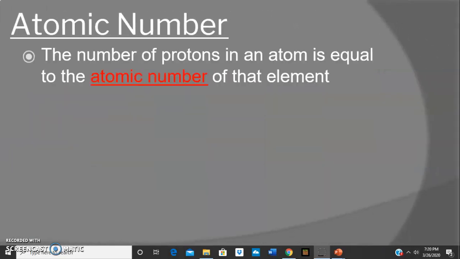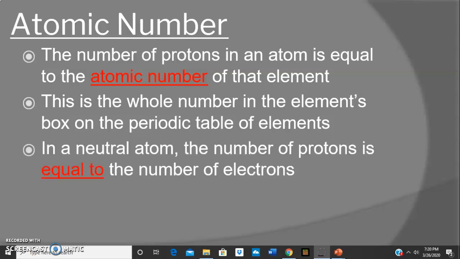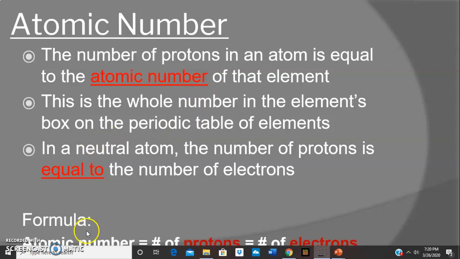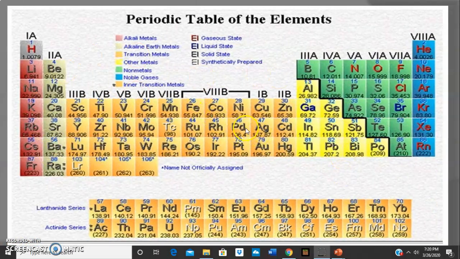All right, our atomic number, that's the number of protons in an atom. Our atomic number is equal to the number of protons for that specific element. This is the whole number in the element's box on the periodic table of elements. In a neutral atom, the number of protons is equal to the number of electrons. And that formula is atomic number is equal to the number of protons, which is equal to the number of electrons. All right, so here's my periodic table of elements.